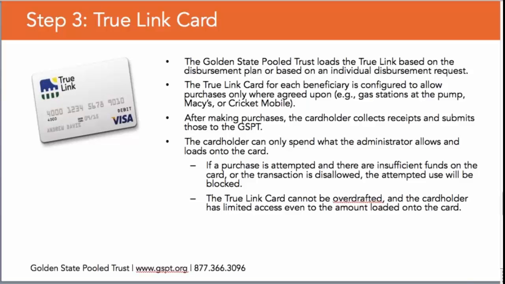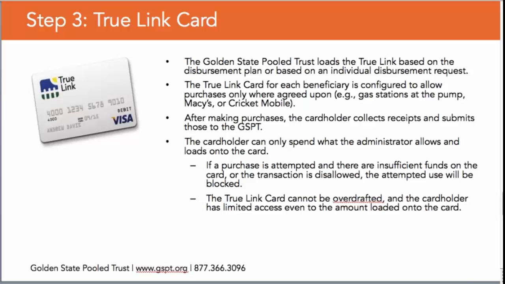So then the TrueLink card can be configured for each beneficiary to allow purchases only where it's been agreed upon. That could be gas stations at the pump, Macy's, Cricket Mobile, a lot of bill pay around cell phone, things like that. So then after making those purchases, the cardholder submits receipts to the trust. And that's important to show where purchases were made. And we can talk more about receipts and when they're necessary and when they're not later, if that's helpful. So the key here is that the cardholder can only spend what the administrator allows and loads onto the card.